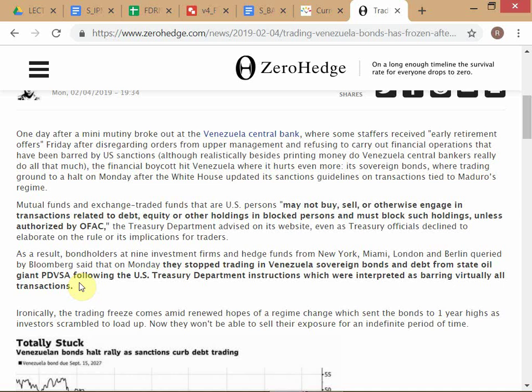Just imagine you're an investor holding these bonds, and suddenly you get this regulatory directive from the OFAC, and that's it. You can't trade in those bonds anymore. So you're just sitting there. Now whatever happens to the bonds? Value zero.